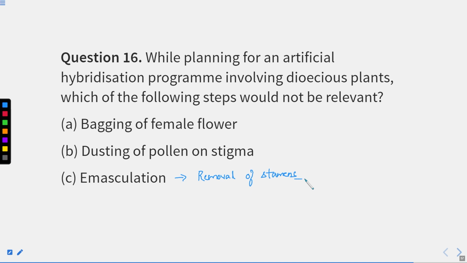If the stamens are removed, then what will happen? Pollens will not be produced. So this is done to promote cross-pollination. Bagging of the female flower also matters. If the female flower is bagged, then other pollen cannot sit on the stigma. So this also prevents unwanted pollination. The last option is collection of the pollen.